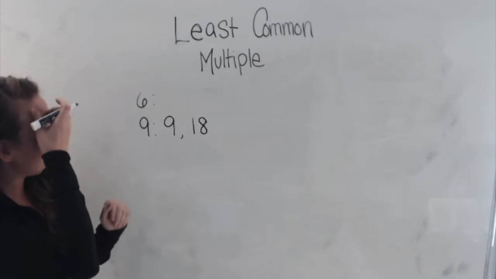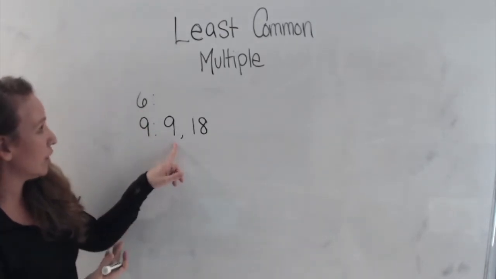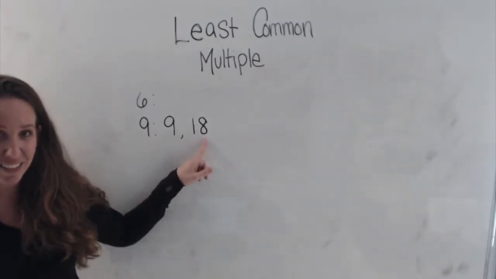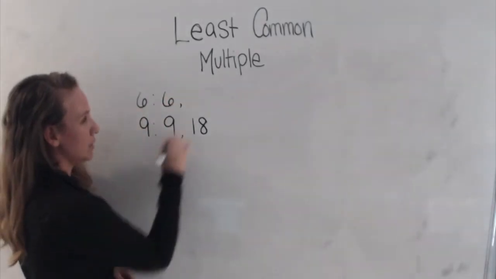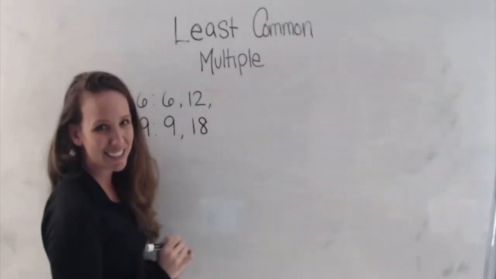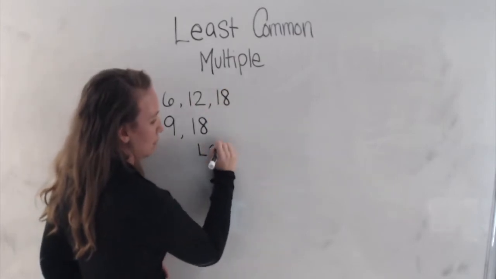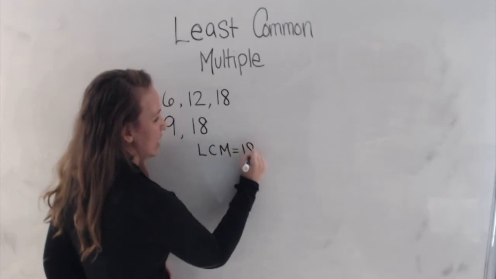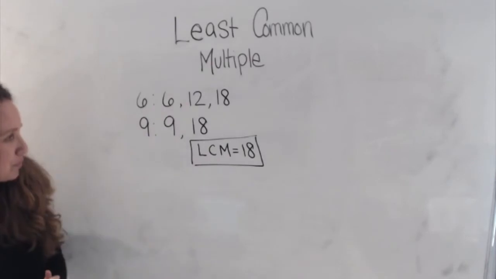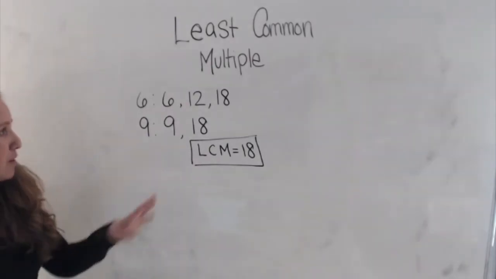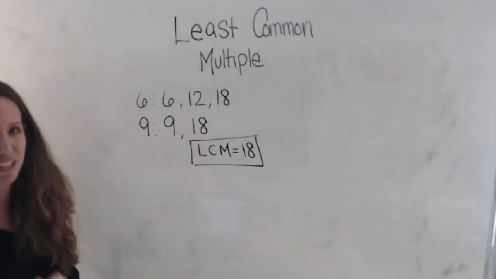So let's look. Does 6 go into 9? Not perfectly, so that doesn't work. Does 6 go into 18? Yeah, it does, because 6 times 1 is 6, 6 times 2 is 12, and 6 times 3 is 18. So my least common multiple is 18. And we're going to box that, and write that that's the answer. Okay, so that's the first one. So we keep going until we have a number that the smaller one divides into.